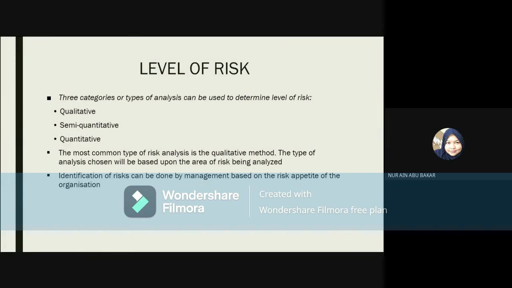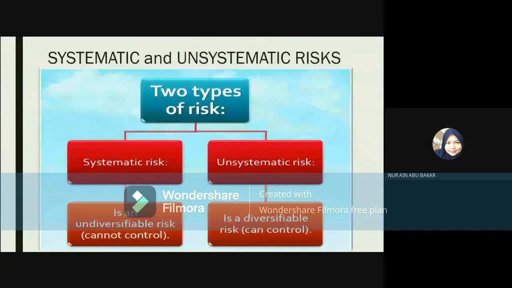Identification can be done by the management based on the risk appetite of the organization. So this will be discussed in more extent in chapter 3 when we go into detail about the risk management process. What type of risk, how you want to measure, how much you can tolerate. We have a cube of risk that we are going to utilize. So two types of risk. The common one that exists, very basic, we have systematic and unsystematic risk.